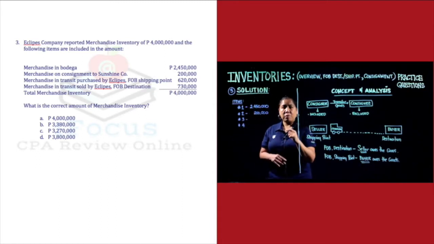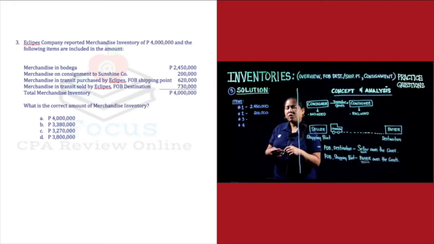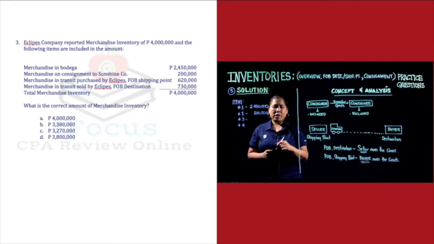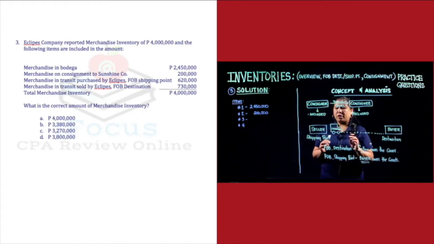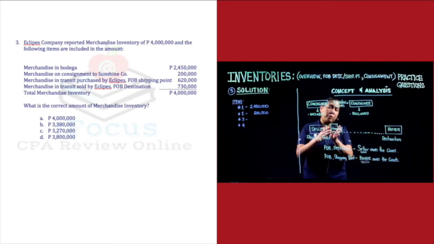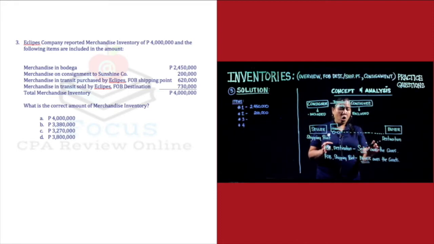Alright, item number 3, merchandise in transit purchased by Eclipse FOB shipping point. FOB destinations, ang ibig sabihin, yung ownership o yung title ng good, magta-transfer lang ang ownership kapag nakarating si carrier sa destination. Therefore, habang si carrier papunta pa lang siya sa buyer or sa destinations, pag-aari ito ni seller. So, on FOB destination, the seller owns the good.